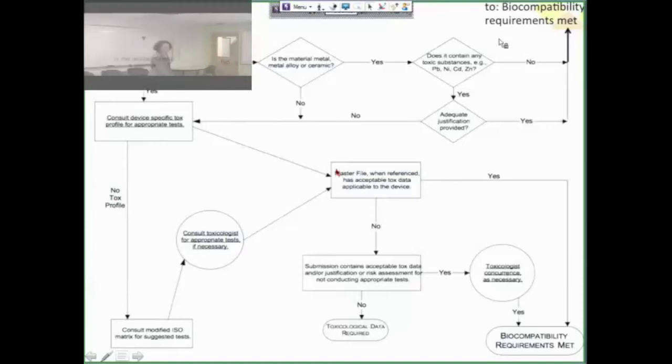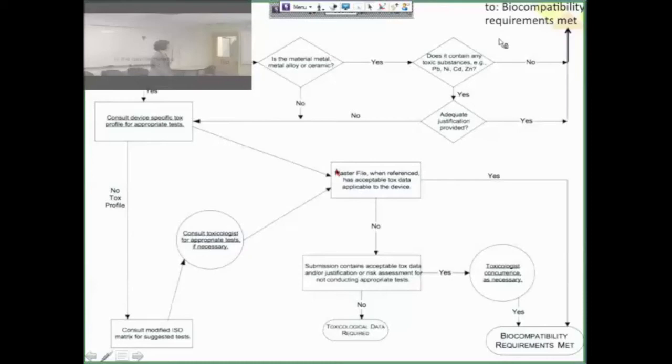another issue: is the device a polymer? There are all new rules for polymers. Is it a metal? No. Is it a metal or ceramic? Yes. Does it contain any of these leaching ions: lead, nickel, cadmium? No? Okay, then you're good. Biocompatibility requirements met.